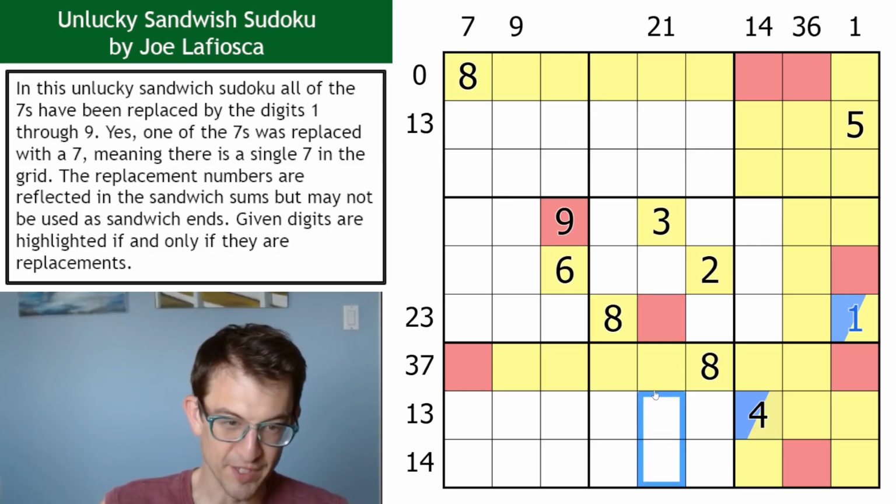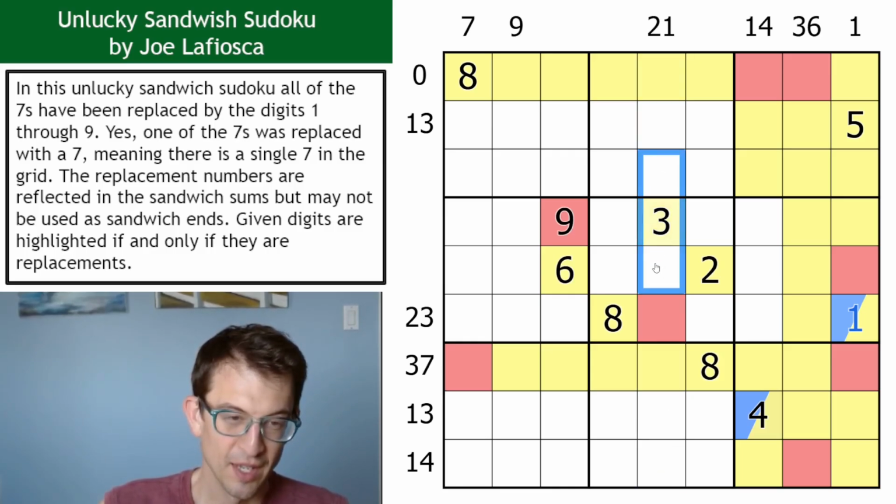Down just doesn't work. I can't fit, even if they're both 9s, I can't do it down. So if it's here, it has to go up. I can't do a 7 as a 9 here. The best I can do is 8-3-7, which is only 18. So that doesn't work.